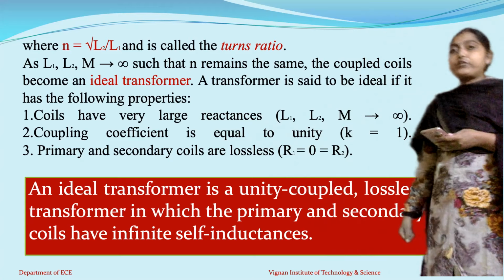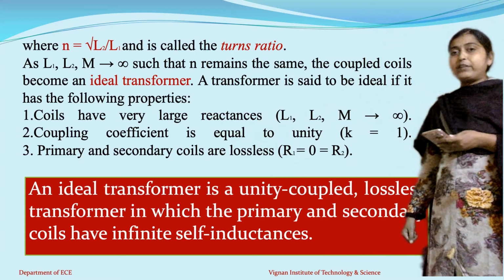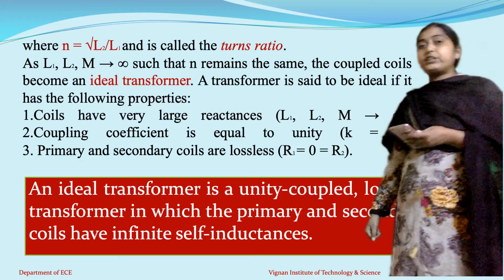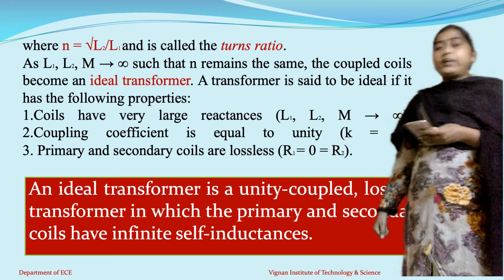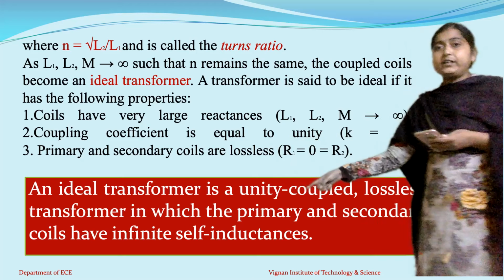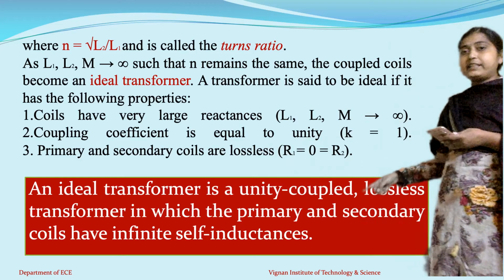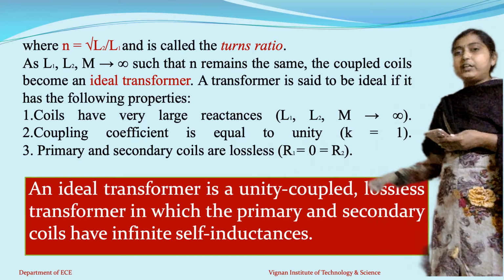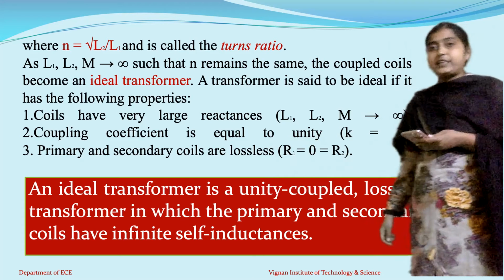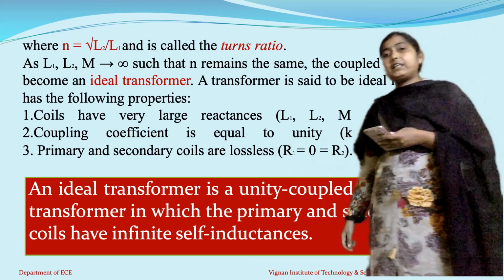An ideal transformer is a unity coupled transformer. Why is it called unity coupled? Because we are taking the coefficient of coupling as 1. So, an ideal transformer is a unity coupled, right? Then it is a lossless transformer in which the primary and secondary coils have infinite self-inductances. I hope it is clear to everyone.